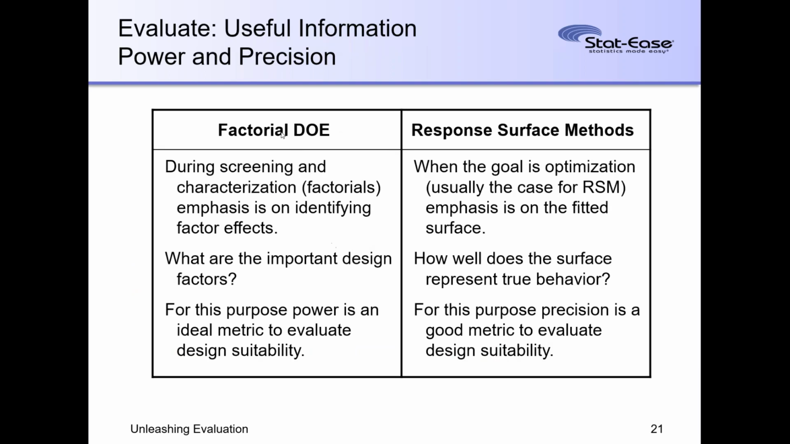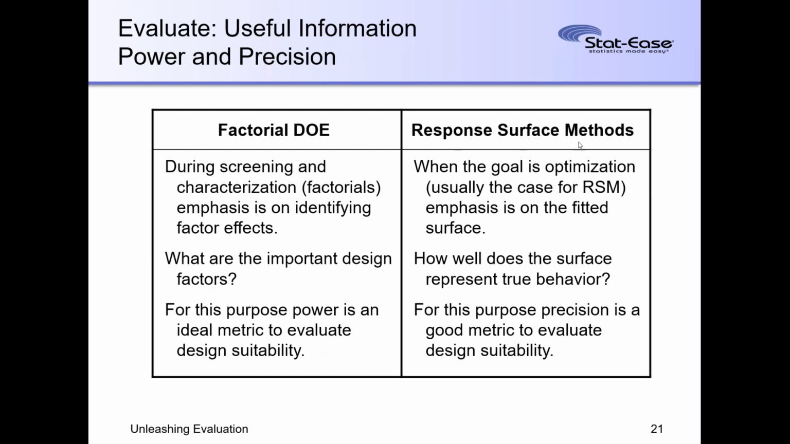So what's useful information? Well, it depends on what kind of design you're working with. With factorial designs, you're generally doing screening and characterization, and your emphasis is on identifying factors that have effects. If you change this factor, the response will change. For this purpose, power is the metric we want to use to evaluate the design.